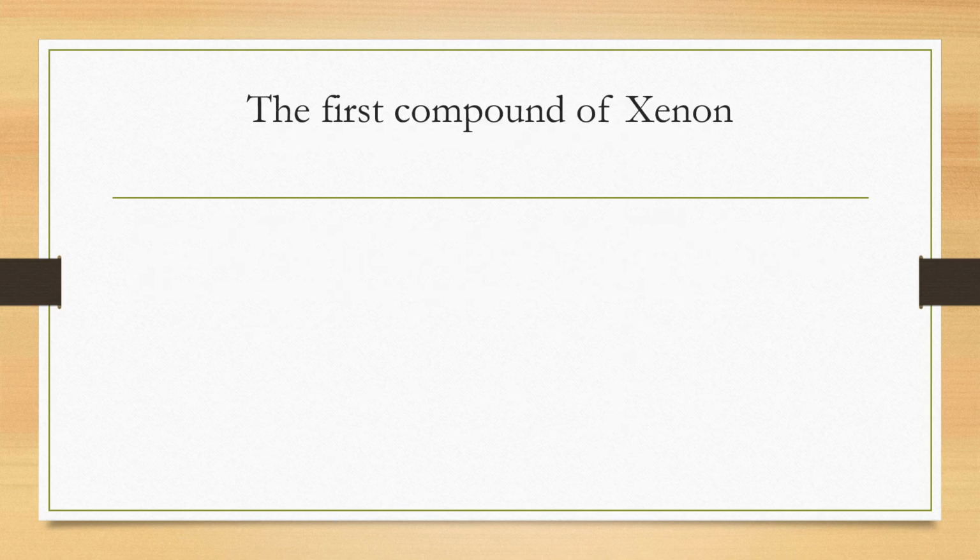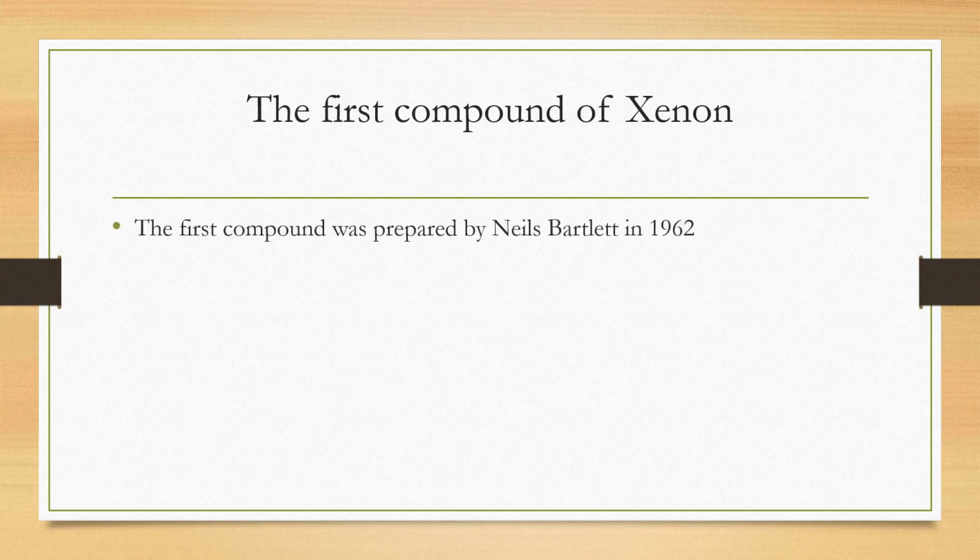The first compound of xenon that was identified was synthesized by Neil Bartlett in 1962, and the compound is a complex with the formula Xe+PtF6-.